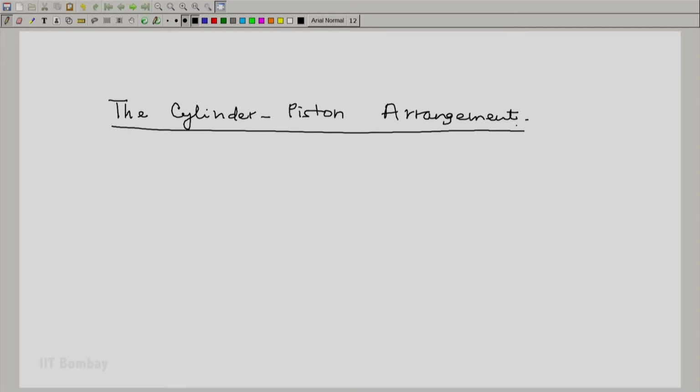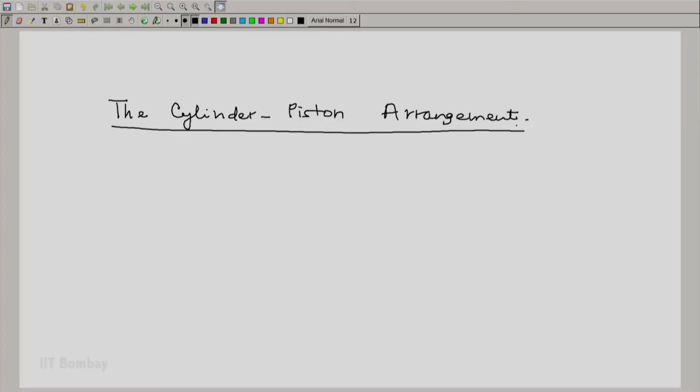You would have noticed that many of our thermodynamic systems can be modeled or approximated or abstracted as a cylinder piston arrangement. And because of that, you will notice that a large number of illustrations and figures in thermodynamics books will be that of a cylinder piston arrangement.